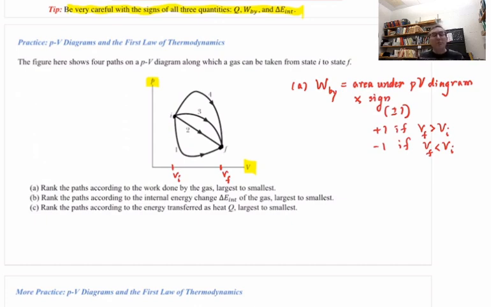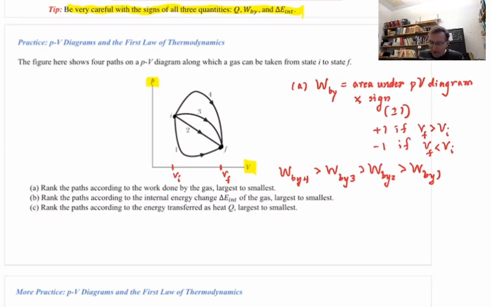So all you've got to do is rank the work done by the amount of area under the curves, right? Which curve has the biggest area under it? And then the next, and the next. 4, then 3, then 2, then 1, right? You can look right at them and see that. So the ranking here for the W bys is biggest for 4, next biggest for 3, next biggest for 2, and smallest for 1. And we've answered A. Now let's go to B.